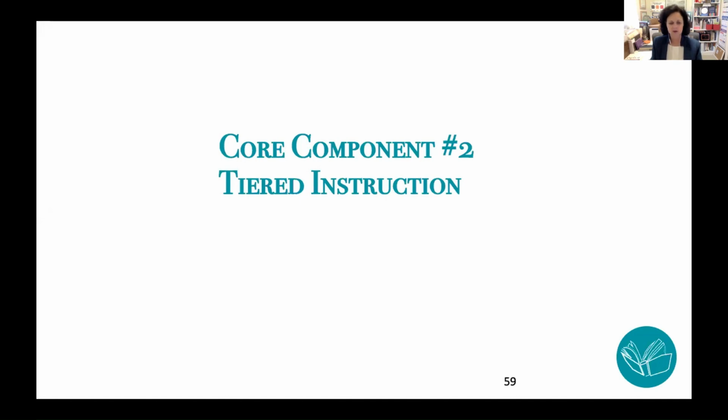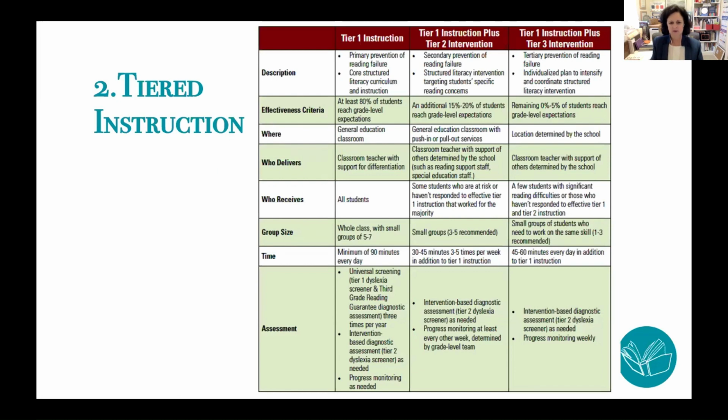The second core component is tiered instruction. We've talked quite a bit already about tiered instruction. Oh, and I just realized I neglected to add the URL to the bottom of this slide. This image comes from Ohio's Dyslexia Guidebook, and you can find that online, but I will make sure that what goes out to folks includes that URL where you can find this. I want to give it proper attribution since it's an image in that particular source.